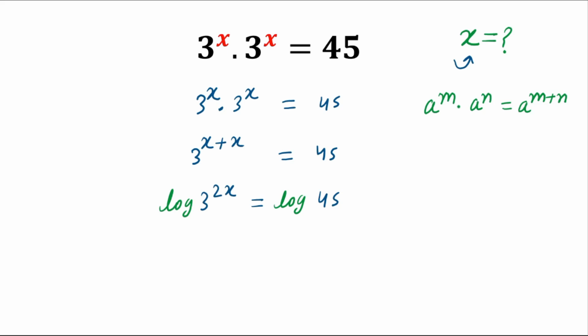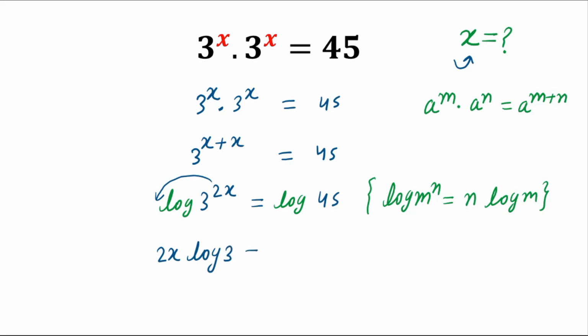and we will apply a log property here. We know that log m power n is equal to n times log m. If we apply this rule on the left hand side, then this 2x comes up front. Then on the left hand side, 2x log 3 is equal to log 45. Now first we will write this expression on the next page. 2x log 3 is equal to log 45.